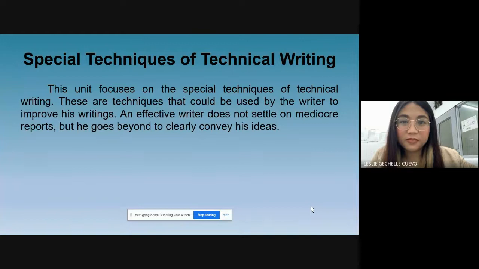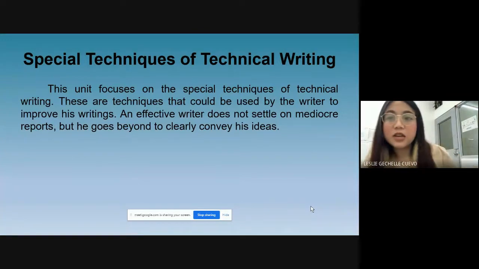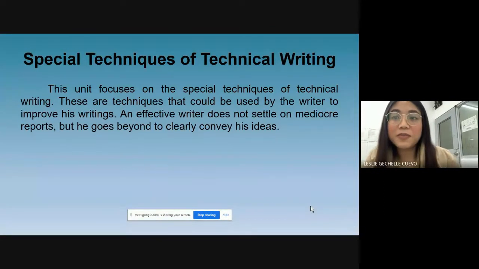So this unit focuses on the special techniques of technical writing. These are techniques that could be used by the writer to improve his writings. An effective writer does not settle on mediocre reports, but he goes beyond to clearly convey his ideas.